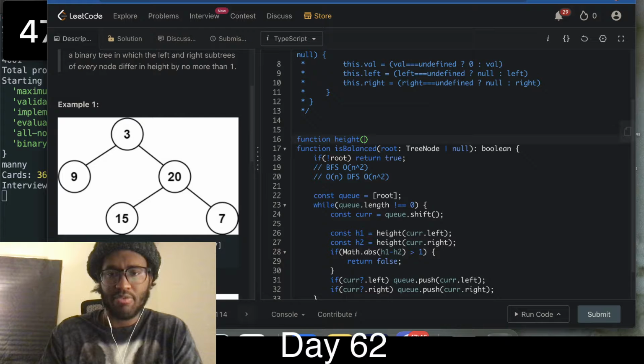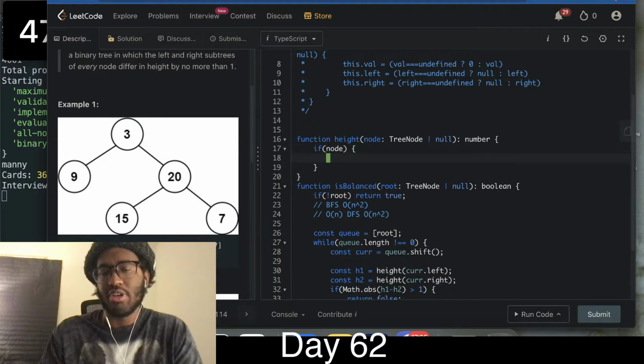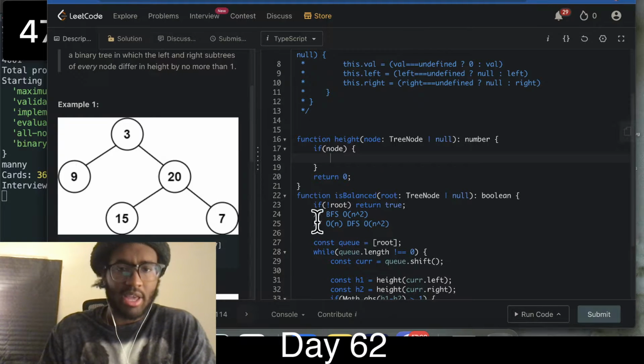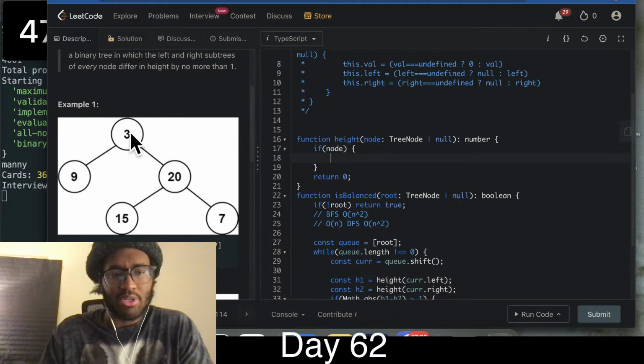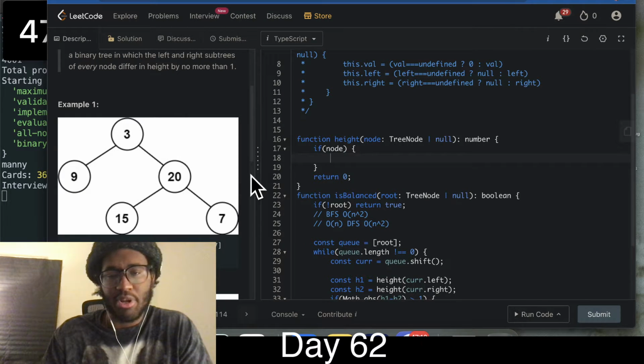This is going to be a depth first search-based height function, which is going to take a node, which is going to be a tree node or null, which returns a number. And we'll say the node has to exist to give us a value to return. Otherwise, we're going to return 0. To calculate the height, let's say we're starting at node 3. 3 does exist. And what we actually want is the height, which is pretty much the deepest depth of both the left subtree and the right subtree.